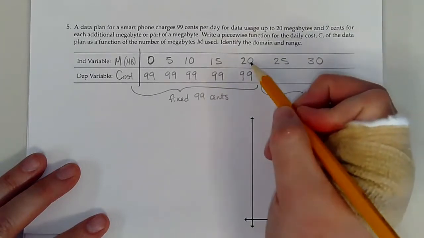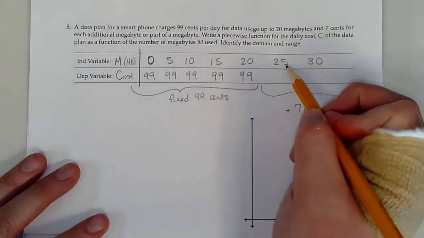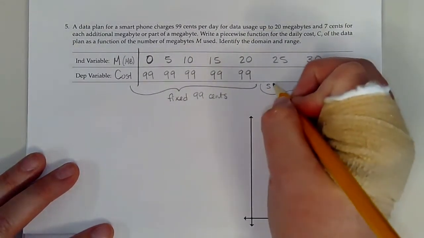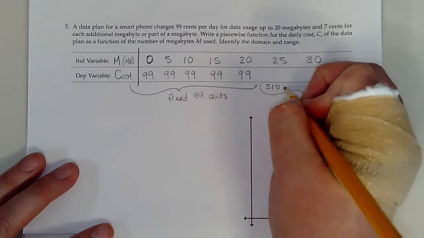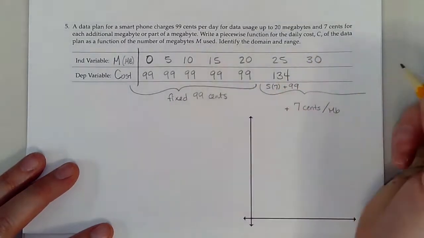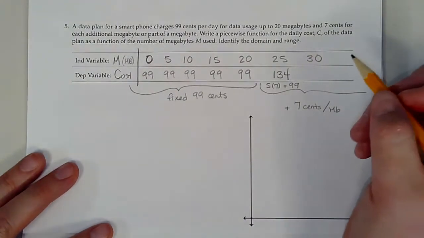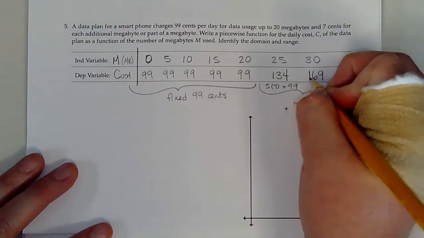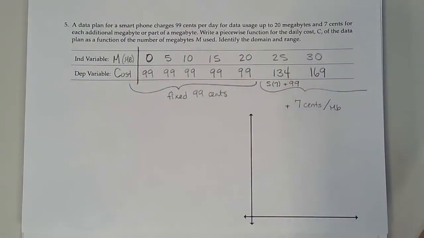Okay. So here we jump from 20 to 25. So we added an extra 5 megabytes at 7 cents each. So that would be 5 times 7 plus the 99 from before. So that gives us 134. And then if we repeat that process, we get 169 cents over here. So $1.69 if you were using 30 megabytes.